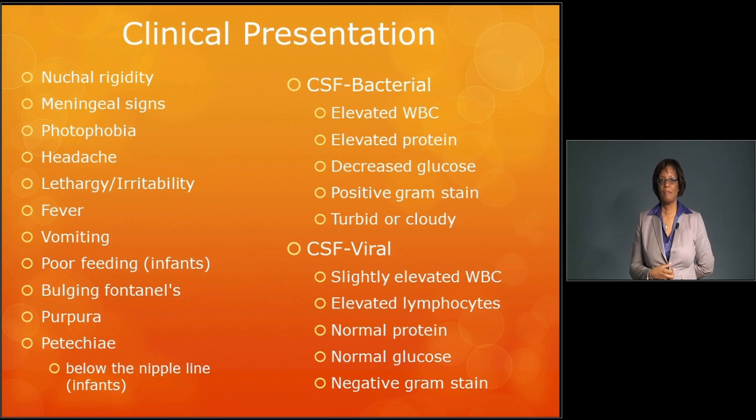And it's going to have decreased glucose because in order for bacteria to stay alive, they have to utilize the glucose. Viral, on the other hand, the CSF is going to be clear. It's going to be normal protein, normal glucose, but they may have elevated lymphocytes and slightly elevated WBC.